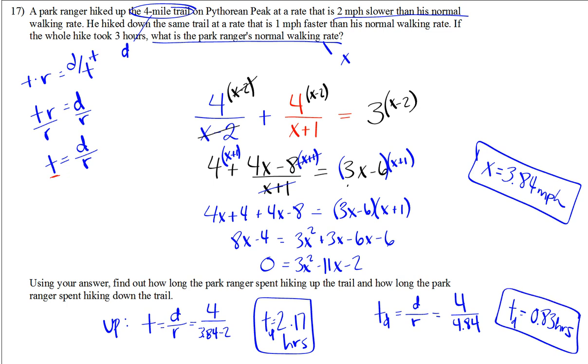And what should be the case is that if we add up those two times, it should get us the 3 hours total that it took. So because he's walking slower on the way up the trail, 2.17 hours, and on the way down the trail, 0.83 hours, for a total of 3 hours.